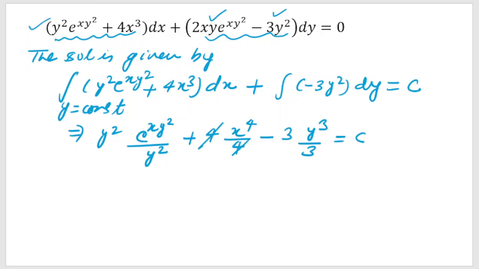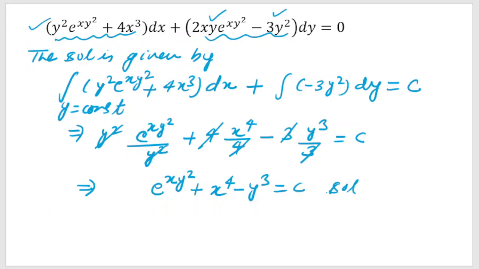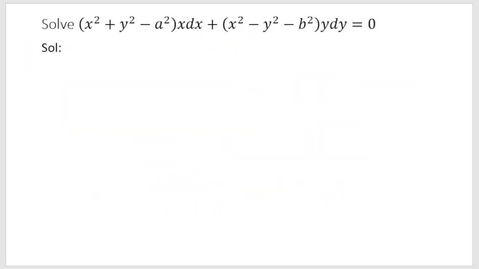So this 4 and this 4 cancel, this 3 and this 3 cancel, this y square and this y square cancel. So what we have got is the final answer, that is e to the power xy square plus x to the power 4 minus y cube is equal to c, and this is our solution. So this is the first problem. I am going to solve a few more so that it is absolutely clear to you what the process of solution is. Now let us solve this problem here.